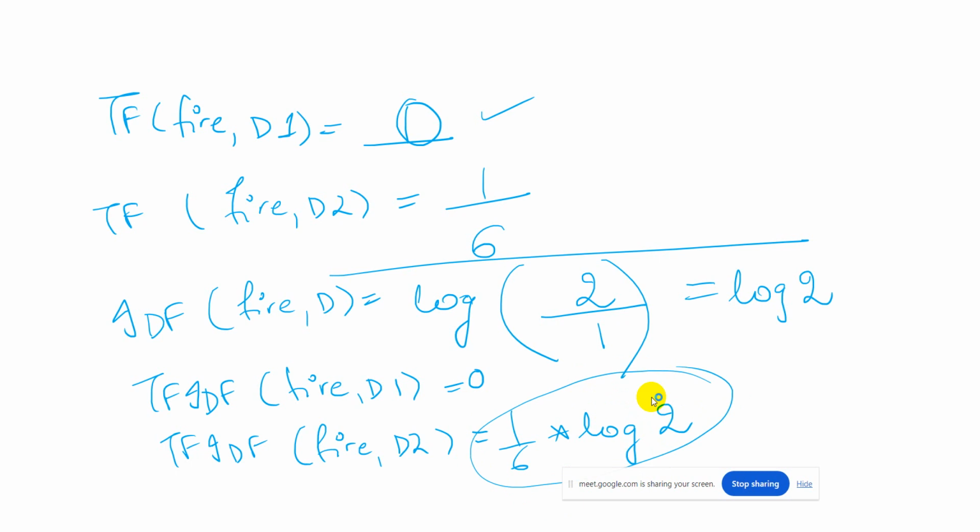Ma'am, what is the log base value here? I hope in the question it will be given, but log 2 is mostly 0.3010, right? Yes, if we take the log base 10, right? Log 2 base 10. And if you take the natural log, it will be different, right?